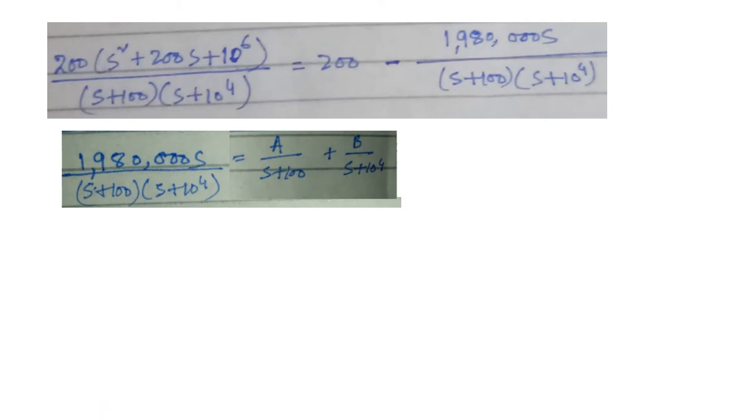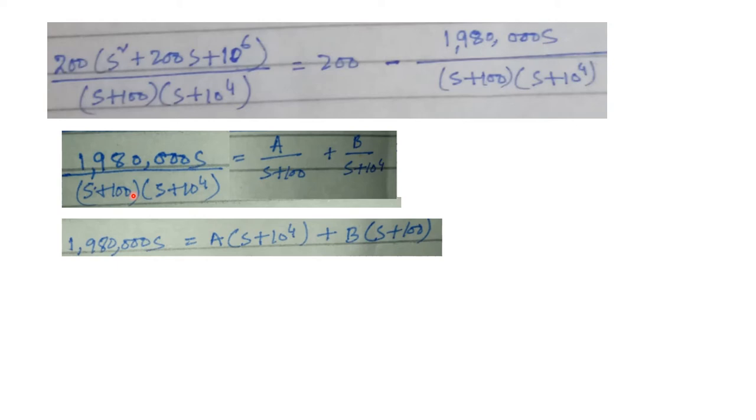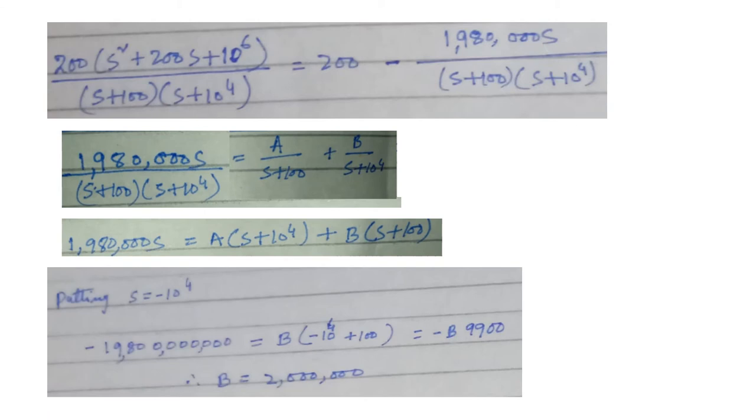So we can write it as a divided by s plus 100 and plus b divided by s plus 10 to the power 4. And as you know how to do the partial fraction, we're just multiplying both sides by the denominator terms. So this becomes a times s plus 10 to the power 4, and this becomes b times s plus 100. And now we're putting the value of s equal to minus 10 raised to the power 4 to eliminate this term. So the left hand side will become as shown here, and this gets eliminated. So the right hand side will become this, which can be solved to become minus b times 9900. And so from here b, this divided by 9900, will give us 200,000.